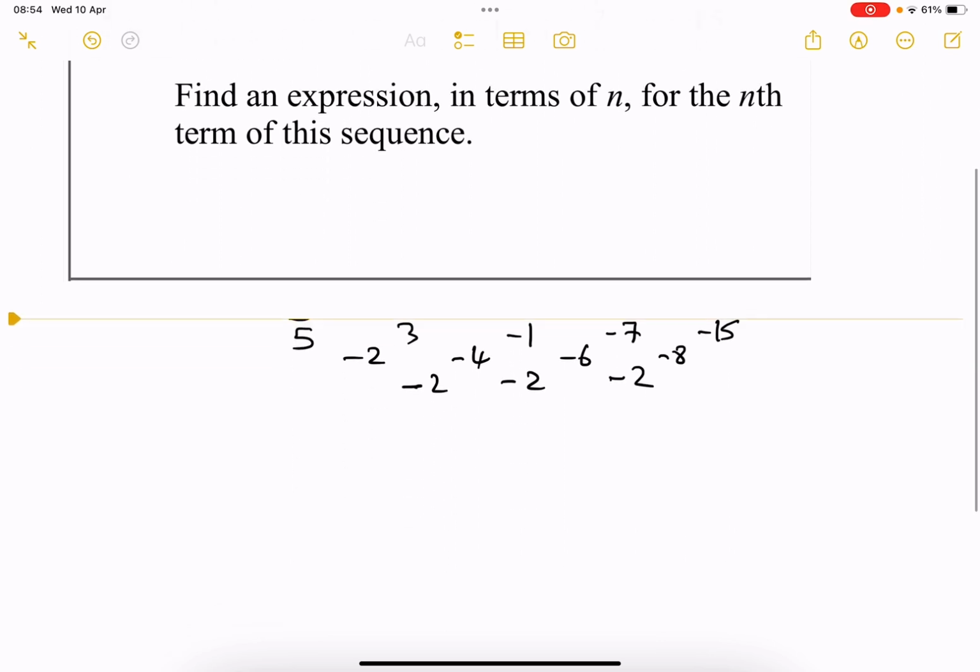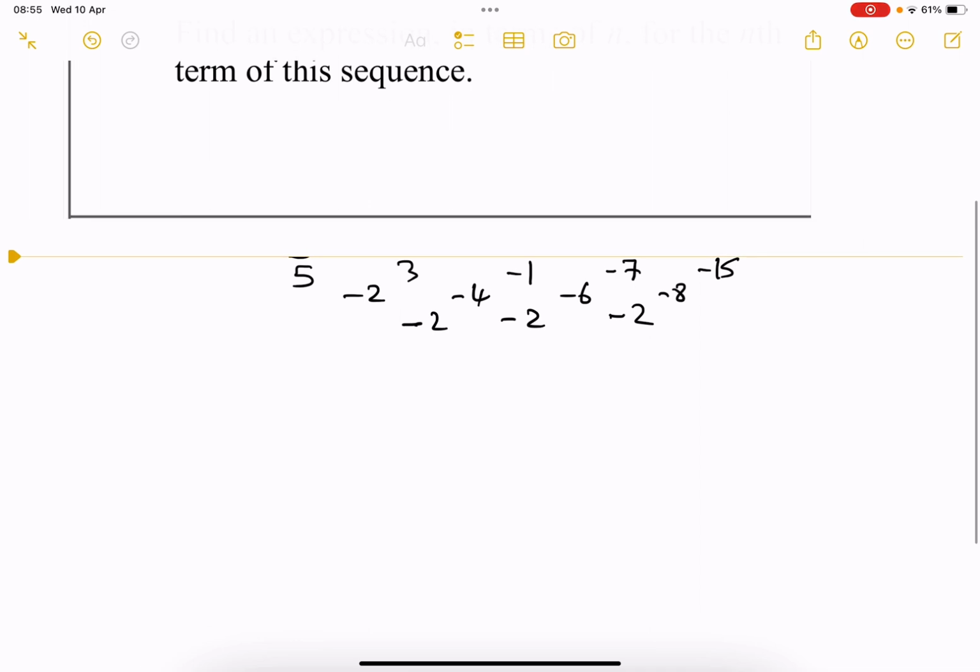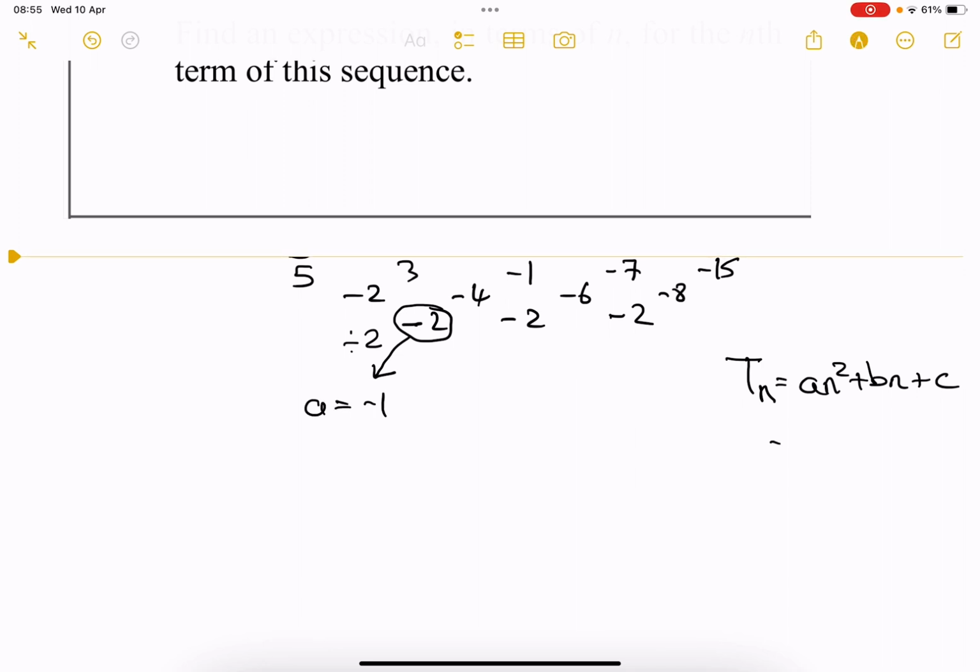Great. Now, it tells me it's a quadratic, but as these second differences are all the same, I know that the quadratic, I always write it like this, will look like an squared plus bn plus c. The easy values for me to find are a and c, and a is the second difference divided by 2. So in this case, a equals -1. So what I've got is the nth term is -1 n squared.